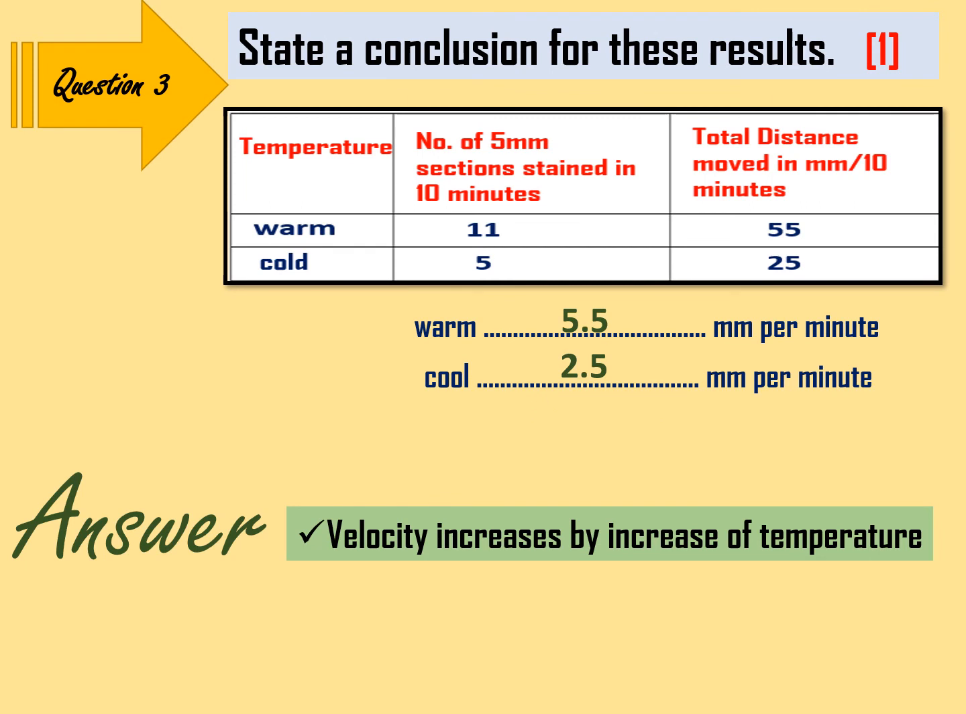We are moving to the next question, that is to state the conclusions for the results. For example, in question number 3, we collected the results, and the results are, in warm water 5.5 millimeter per minute, and in the cool water 2.5 millimeter per minute. So state the results for 1 mark. The result is that the velocity increases with increase of temperature. You can use alternative words. So by increasing the temperature, the velocity of water in the celery stalk will increase.